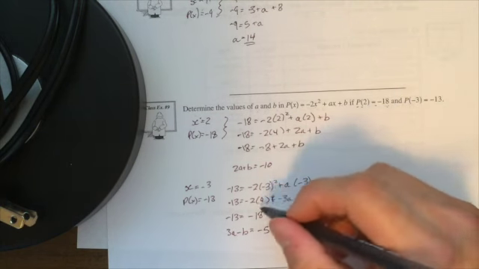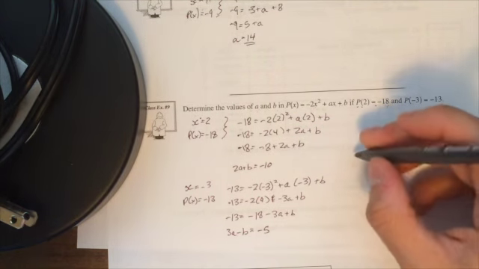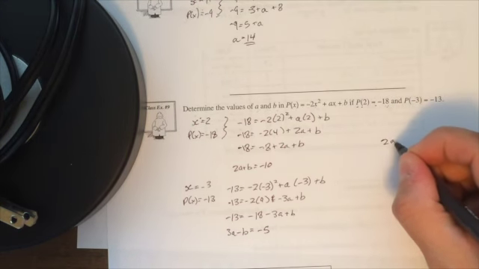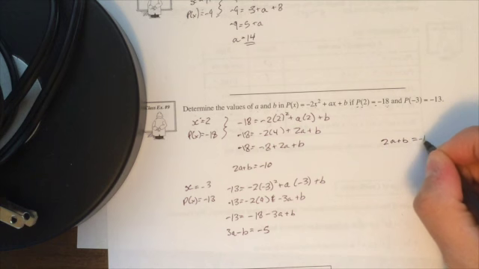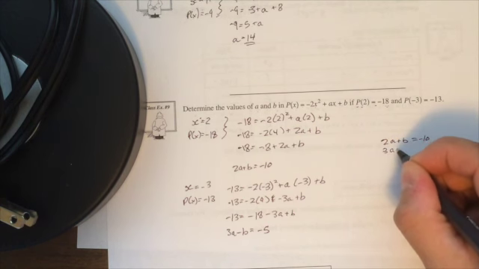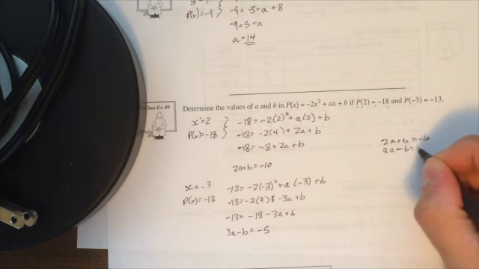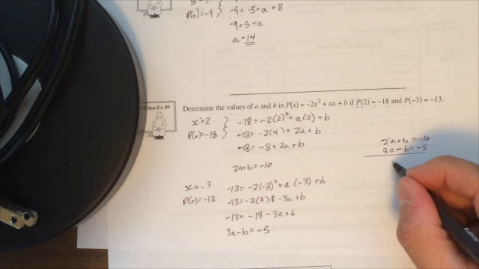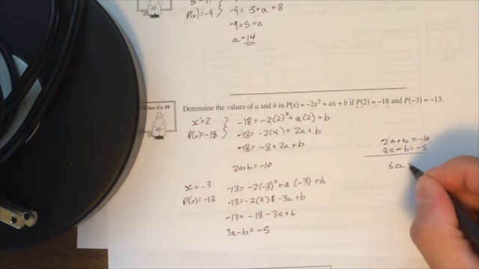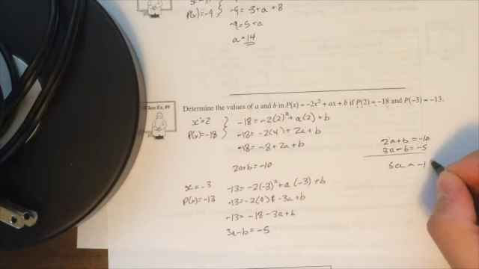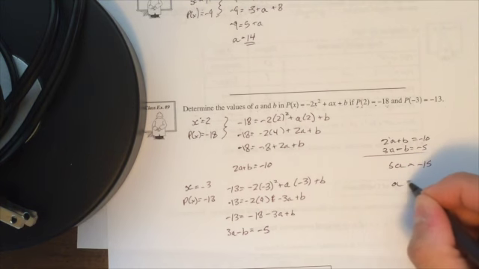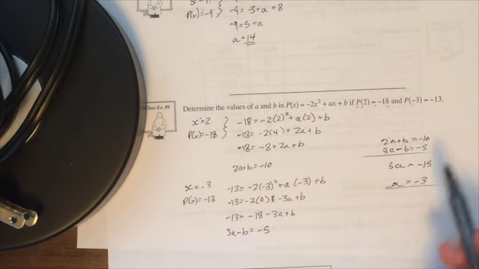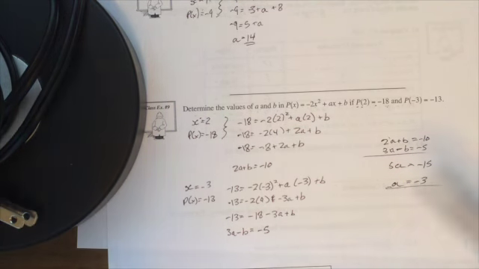So the next thing we can do is just combine these terms. And so I have 2a plus b is equal to negative 10, and 3a minus b is equal to negative 5. If I add together all my like terms, I'm going to end up with 5a is equal to negative 15, and I can solve for a, that is equal to negative 3. Now that I know what my value of a is, I can determine what my value of b is going to be.